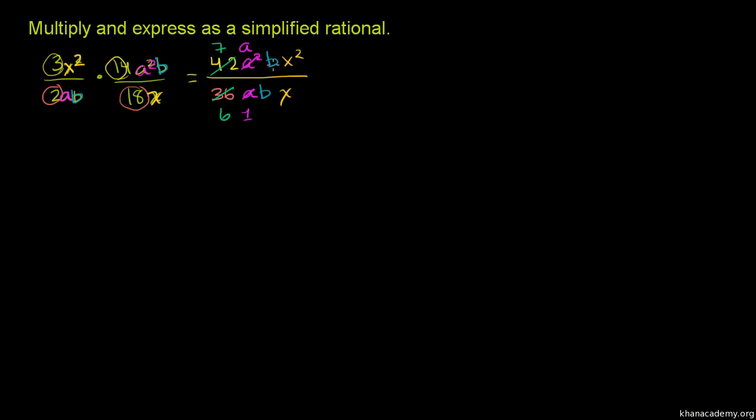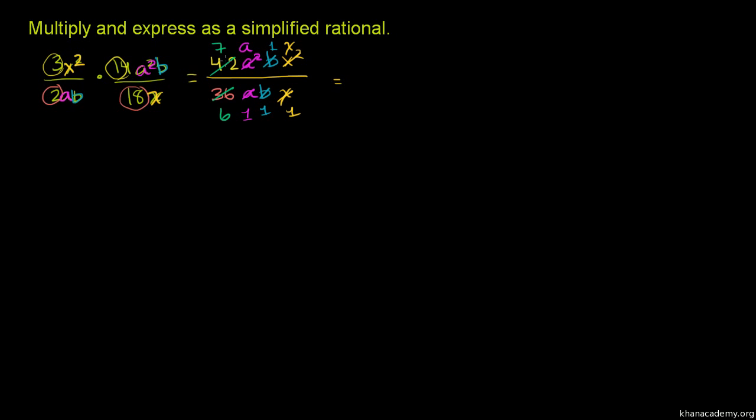And then I have a b divided by a b. Well, I can divide both the numerator and the denominator by b, and those two will cancel out to just 1 and 1. I don't even have to write it. When you multiply by 1, it doesn't change the value. And then I have an x squared divided by x. They're both divisible by x. x squared divided by x is x. x divided by x is 1.